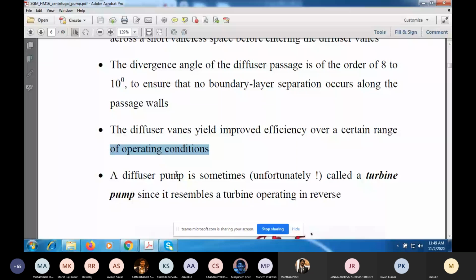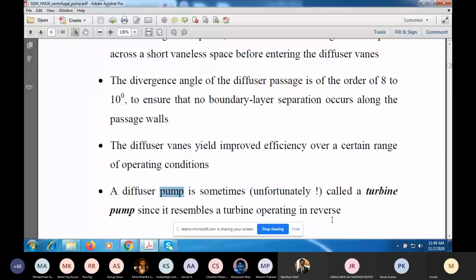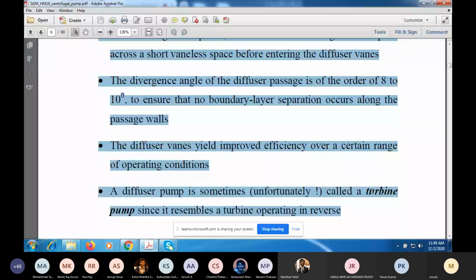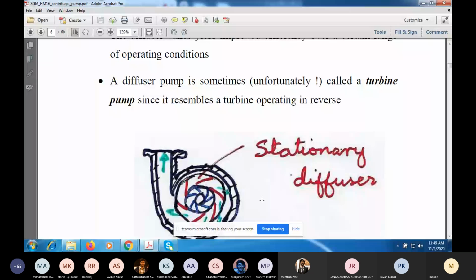Now this diffuser type pump, or simply diffuser pump, is sometimes called by engineers a turbine pump because it looks like a turbine in reverse. In a turbine, the fluid will flow radially inwards, and here it is flowing radially outwards. So you can call it a turbine in reverse. But this is what I would call an unfortunate terminology. Because a turbine is different from a pump. In the case of a pump, you are doing work on the fluid and increasing its energy. In the case of the turbine, you are extracting energy from the fluid.